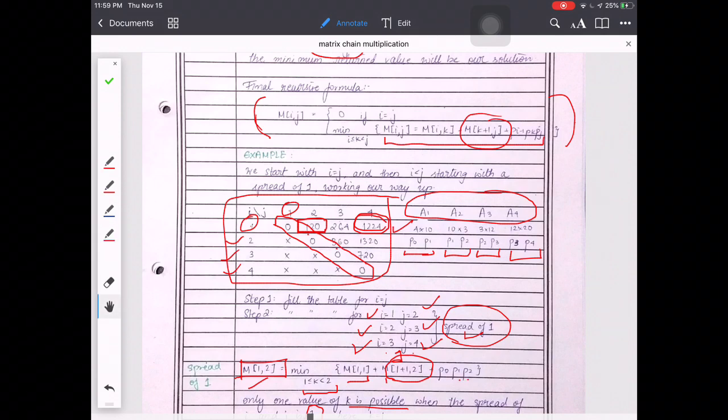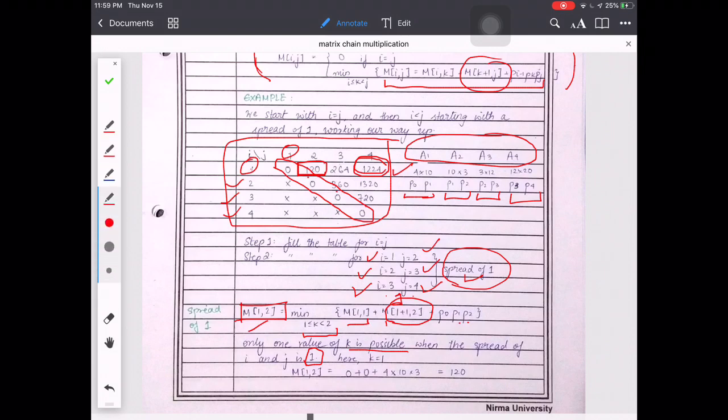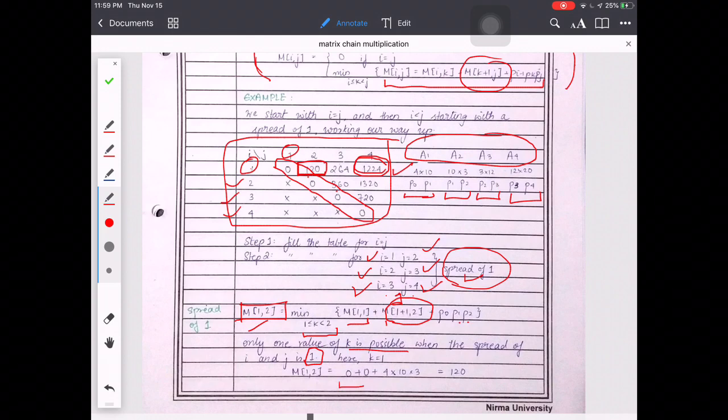So if we put the values, because M[1][1] and M[2][2] would be 0, we have 0 plus 0, and then we have P0 is 4, P1 is 10, and P2 is 3. So that would be 120, and we have put that value here, right?